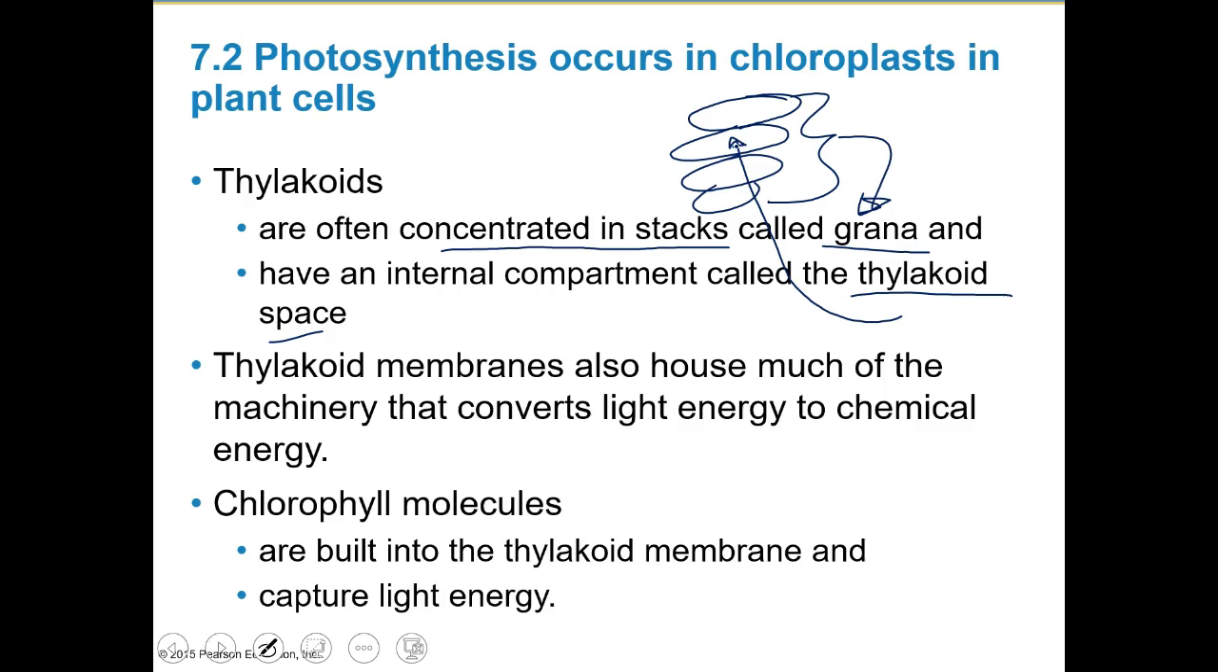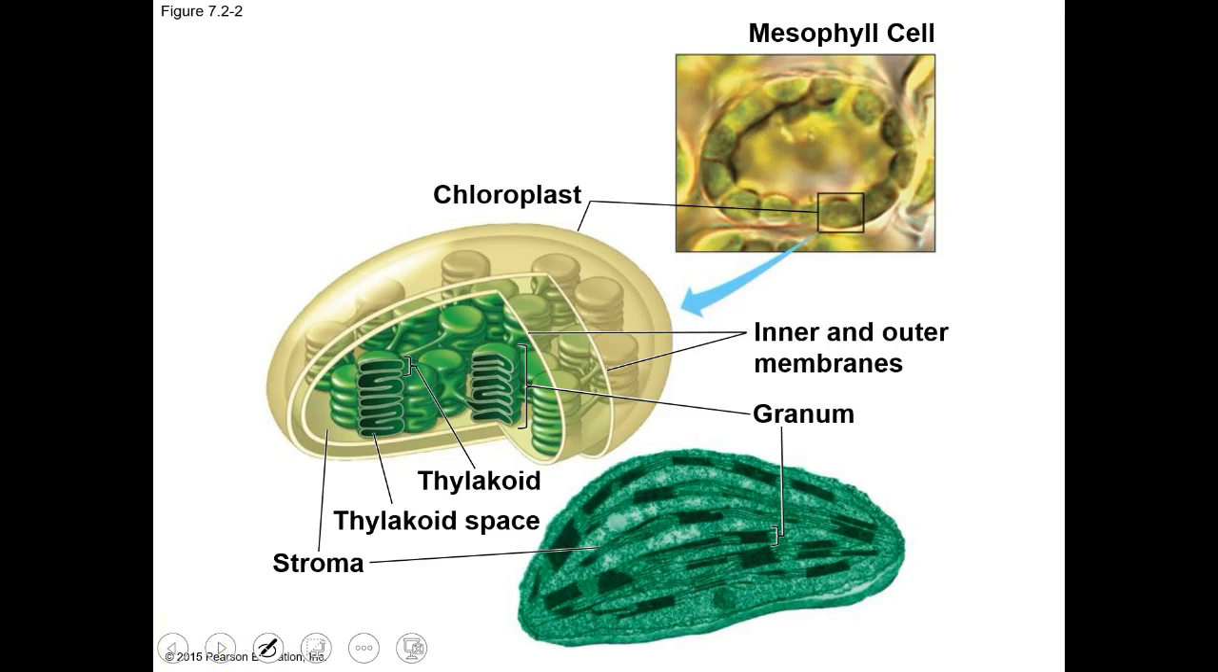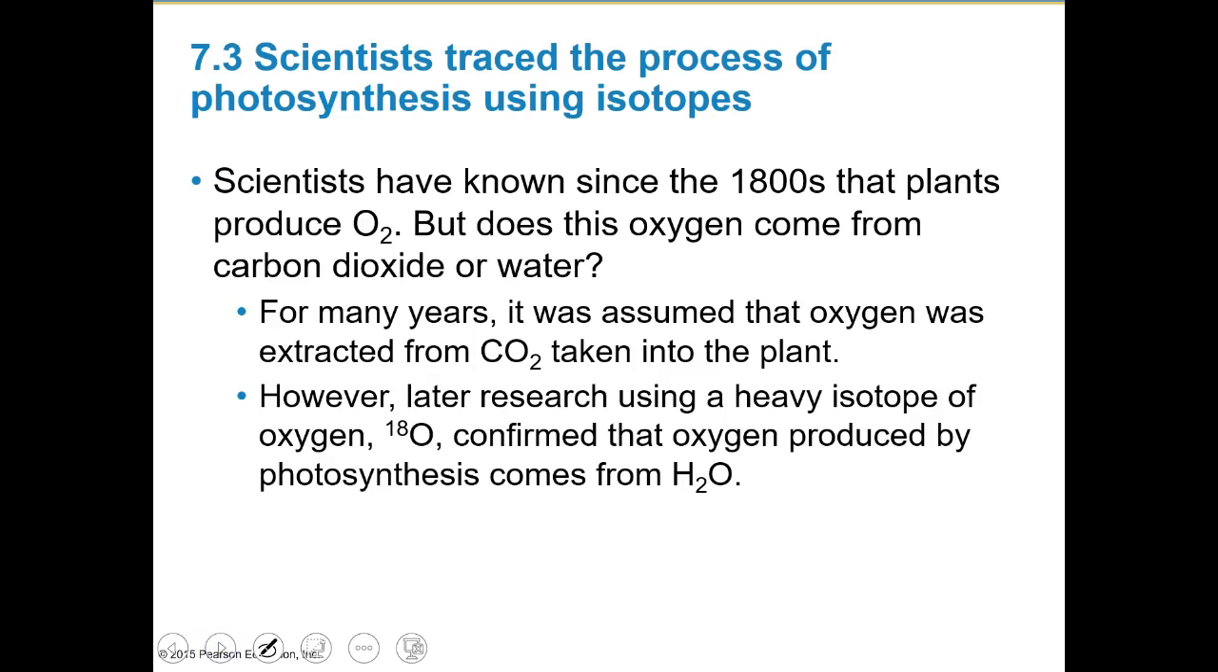Alright, so chlorophyll molecules are built in the thylakoid membrane and capture light energy. Another way to look at these is the picture that I showed you. There's an inner and an outer membrane. Within those are the thylakoids. They have the thylakoid space on the inside, a stack of them. One is a granum, many are grana. We'll talk about that a little bit later, and the juicy stuff in the middle is the stroma.